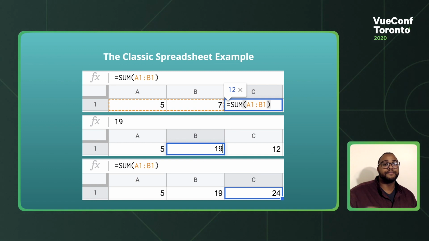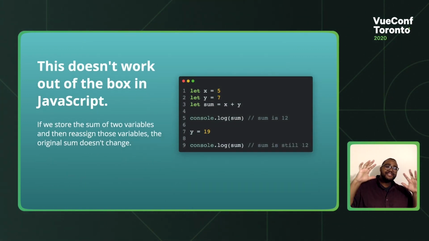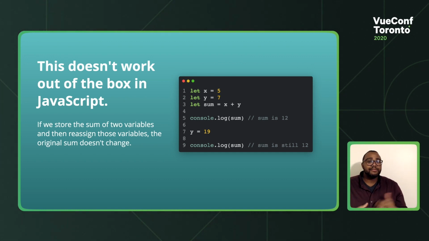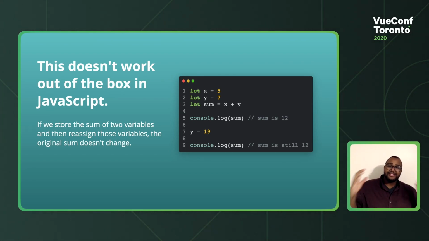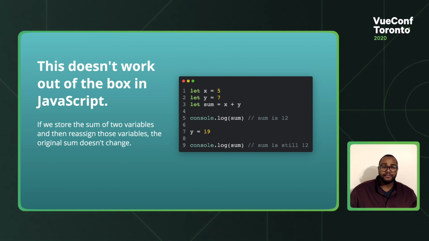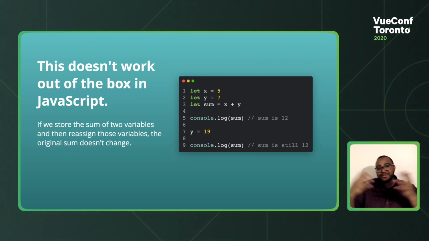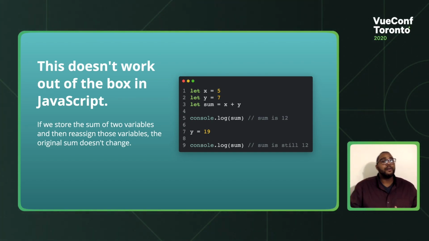And that's very powerful. Now in JavaScript, this doesn't really work out of the box, right? If you take a look at this code example here, we say let x be 5, let y be 7, and let sum be the addition of x and y. If you were to console.log sum, you're going to get 12. Right? And if we update y to be 19 and you console.log it again, you're still going to get 12, right? And that's fine. JavaScript's doing its thing. That's JavaScript. It's normal. But it's not reactive.